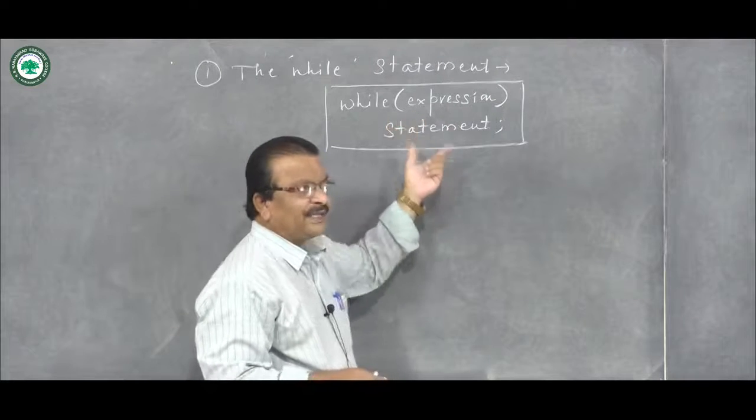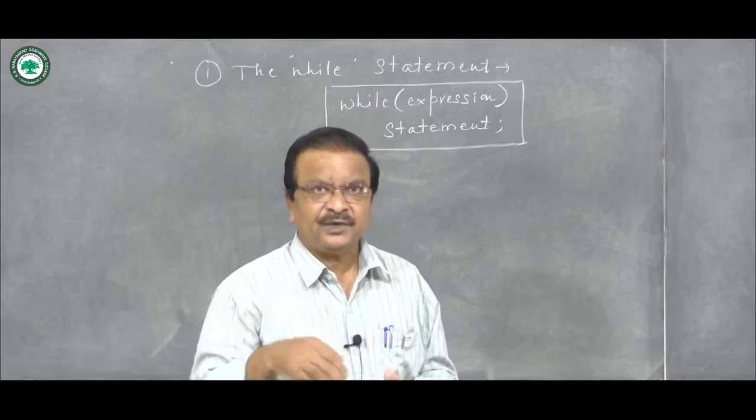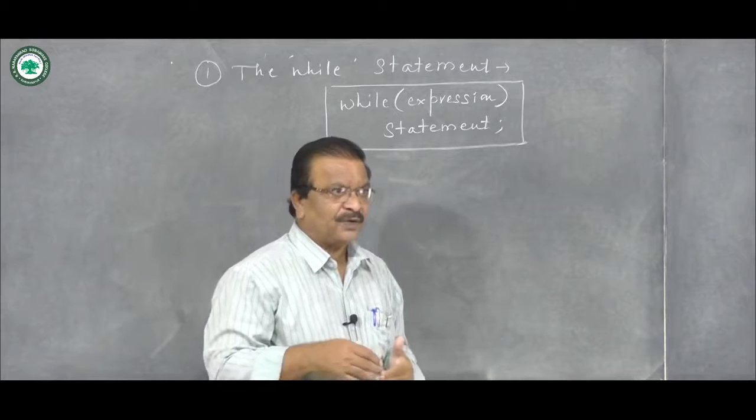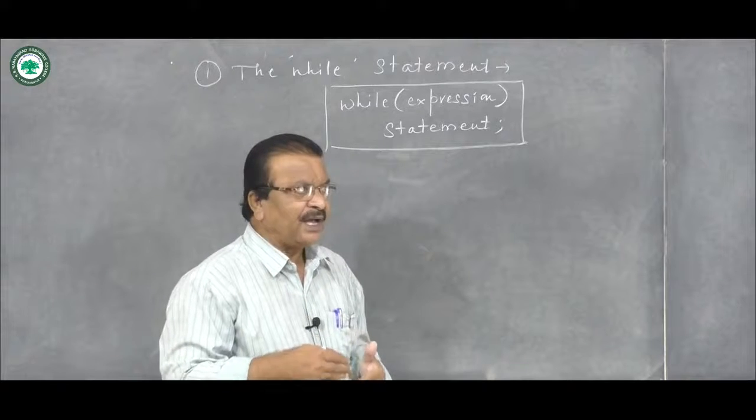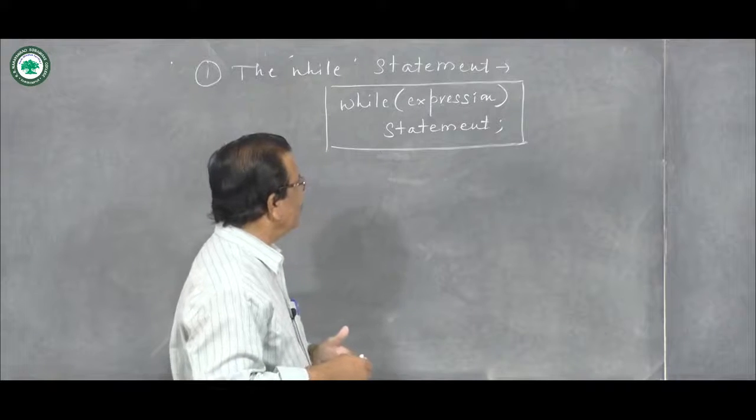While is called an entry controlled loop because control will not enter into the loop unless the condition is true. Therefore, it is called an entry controlled loop.